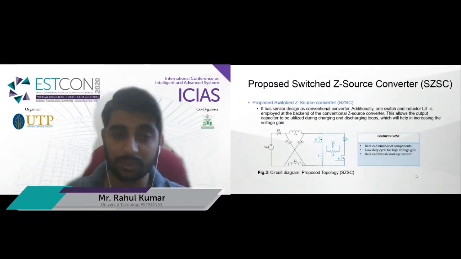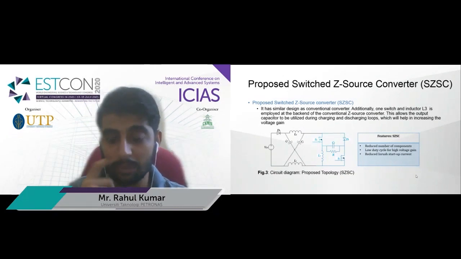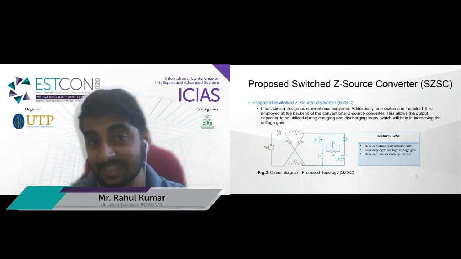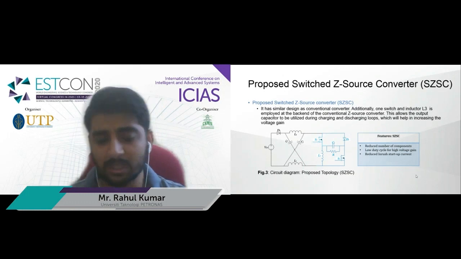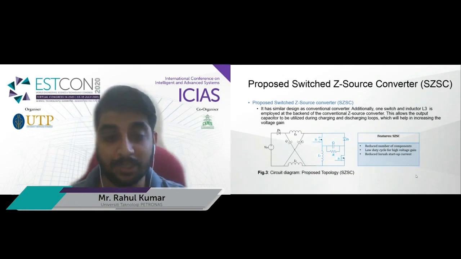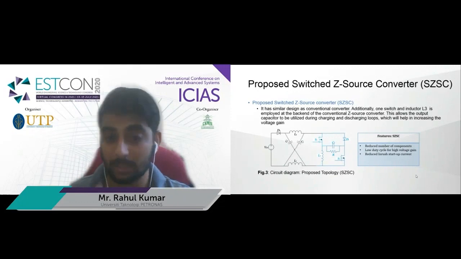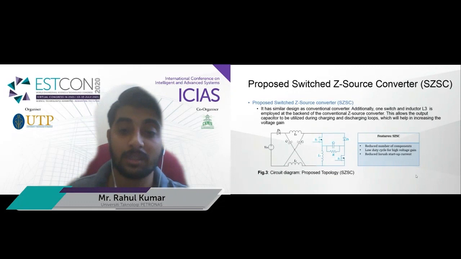Basically, if we focus on the circuit diagram, it is similar to the traditional Z source converter. However, there is a small difference, that is the capacitor C3 is connected in a different way here. Normally this capacitor is a filter capacitor which we use for filtering purposes, but here it is helping in charging and discharging loops of the inductor. It's also helping in increasing the gain of the converter. So that's how the obtained gain from the proposed converter is higher compared to the other converters.